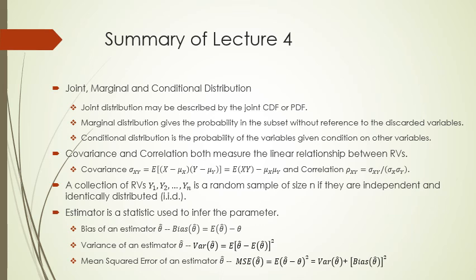Variance of an estimator is the expectation of the squared difference between the estimator and its expectation. And the mean squared error is the expectation of the squared difference between the estimator and the parameter.